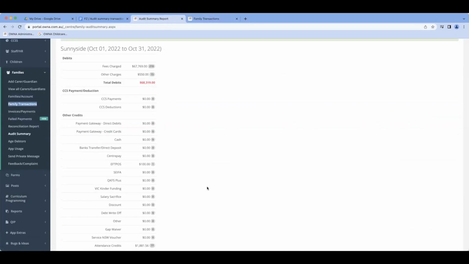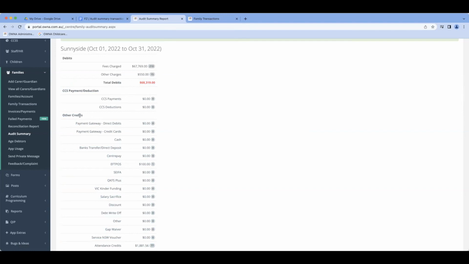Okay, let's just go through the rest of the categories. It'll total it, and these are my total debits. So in theory, in the month of October, the 1st to the 31st, I should expect to receive $68,000. Now, it then breaks down to your credits, what you've actually received or what you should receive. Now, this is a dummy site, so there won't be any CCS, and there won't actually be any payments going through FatZebra.